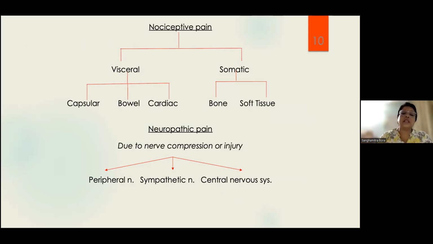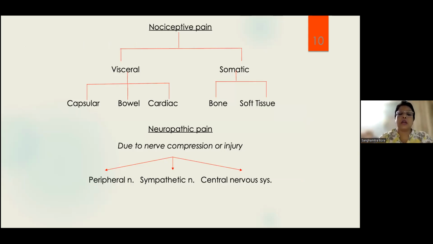As the word suggests, visceral is related to viscera. It can be a capsular pain. It can be a bowel movement pain. It is also related to cardiac pain. Somatic pain, on the other hand, is related basically to the bone and the soft tissues.